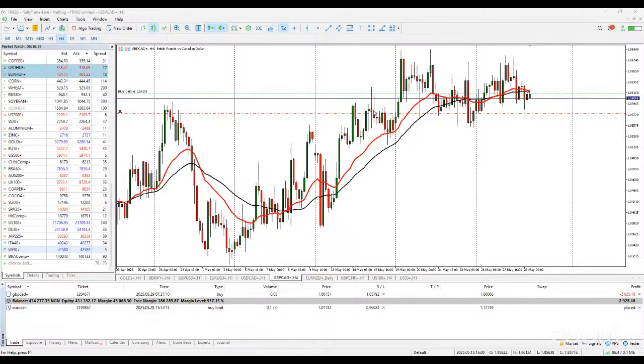On GBP card, I targeted this place as my support, this region as a support, this region as another support. Market came to this side, dropped down, came up again, dropped down, came up again. So I'm expecting another drop down around this region.